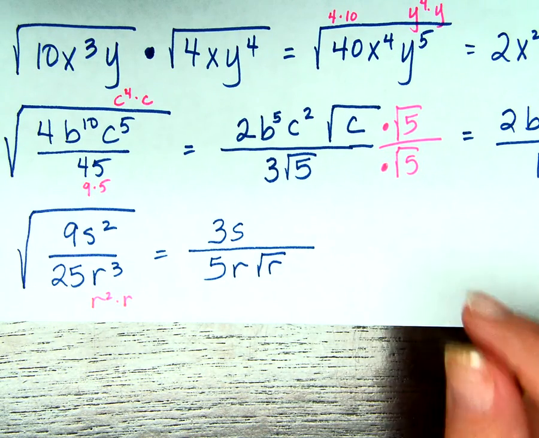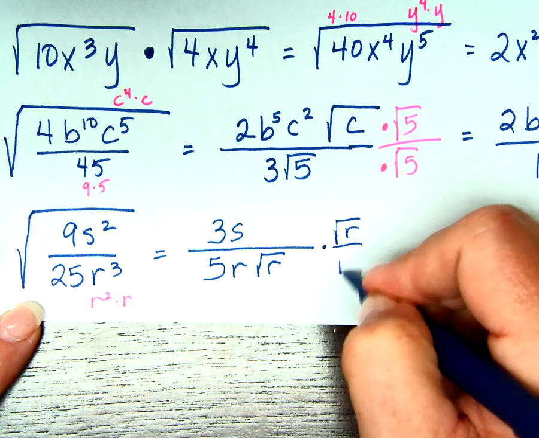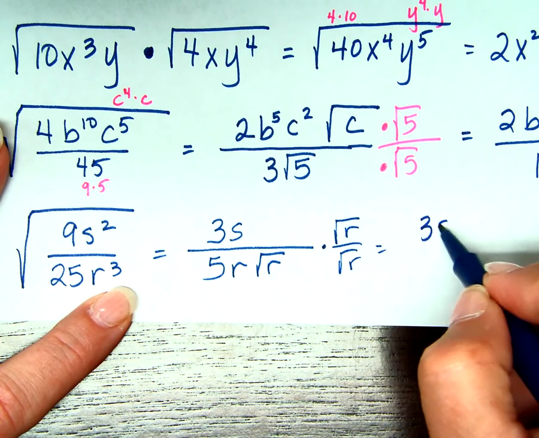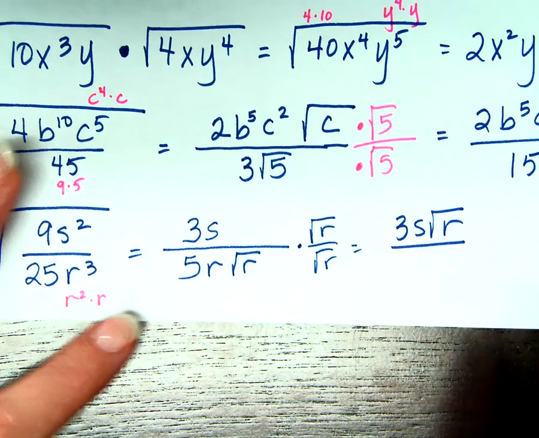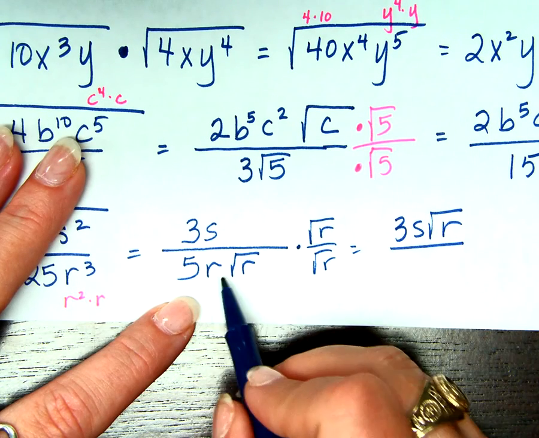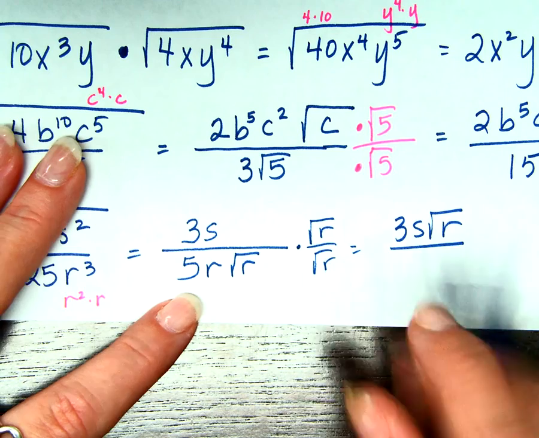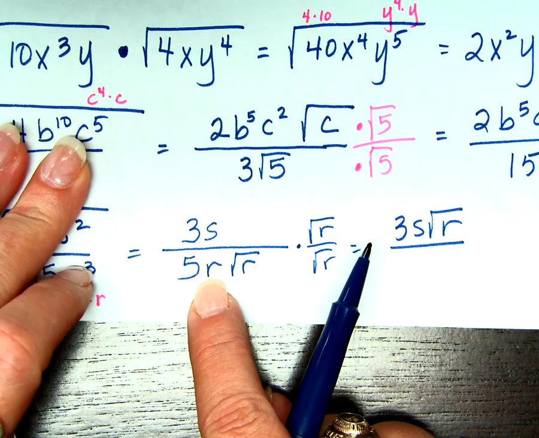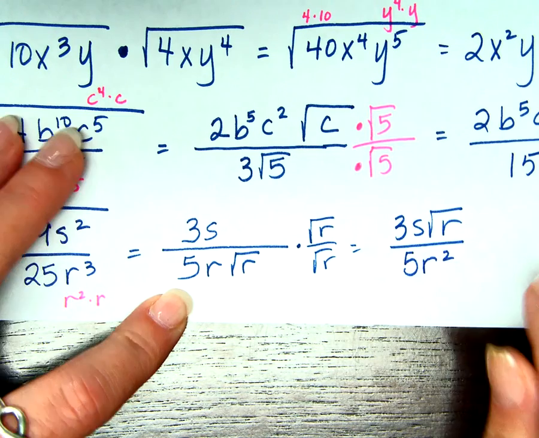So what am I going to multiply this fraction by? Square root of r over the square root of r. So in the numerator, I have 3s square root of r, and in the denominator, I have 5r, but then I have the square root of r times the square root of r. What is the square root of r times the square root of r? R. So the denominator is 5r squared.